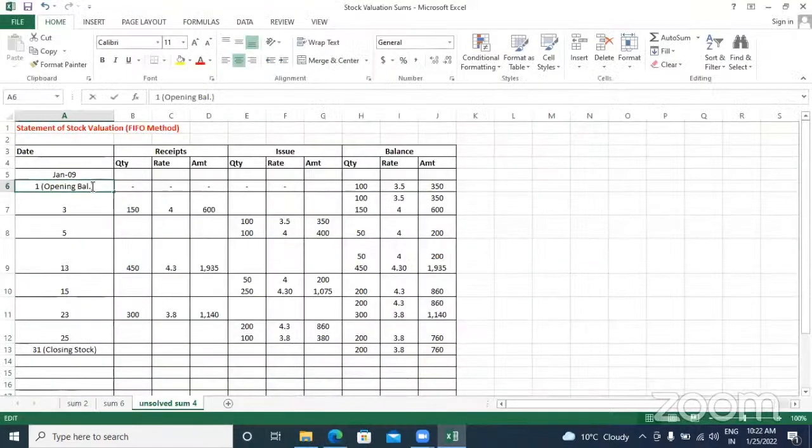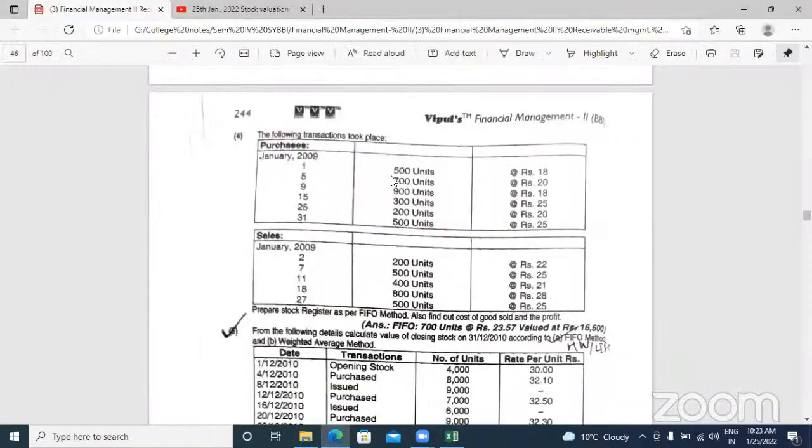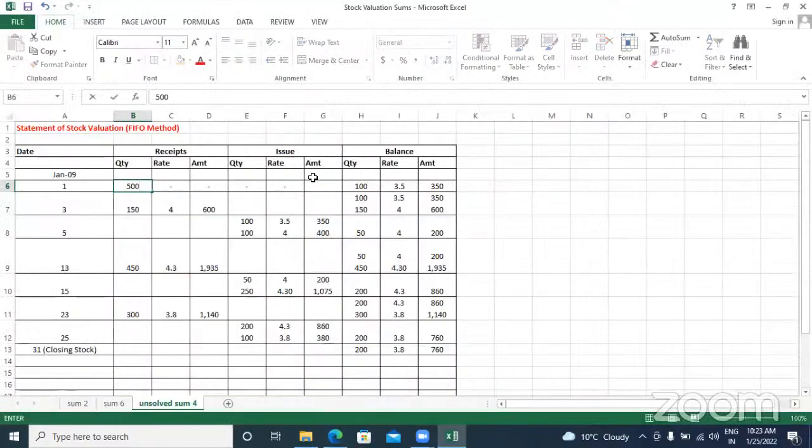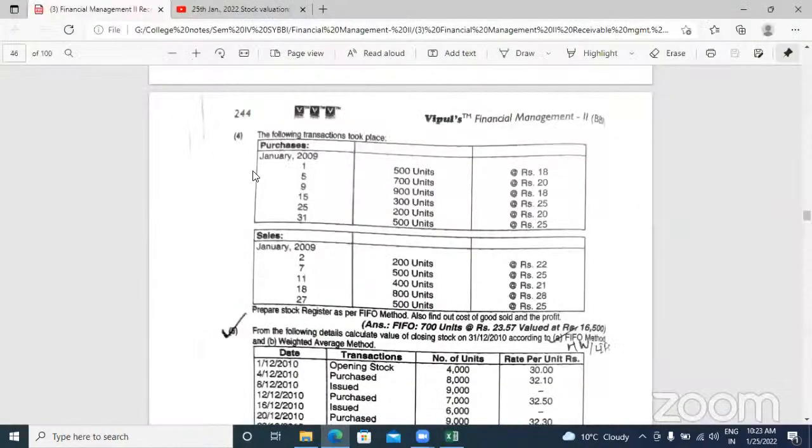You will write here first date, on the next line first, then in the receipts column you will come and write 500 units, 18 rupees. So 500 in the quantity, 18 rupees in the rate. So tell me what is the amount? 9,000. Am I right? Yes, ma'am. Okay. Now you need to just bring this into the balance also. 500, 18 and 9,000.